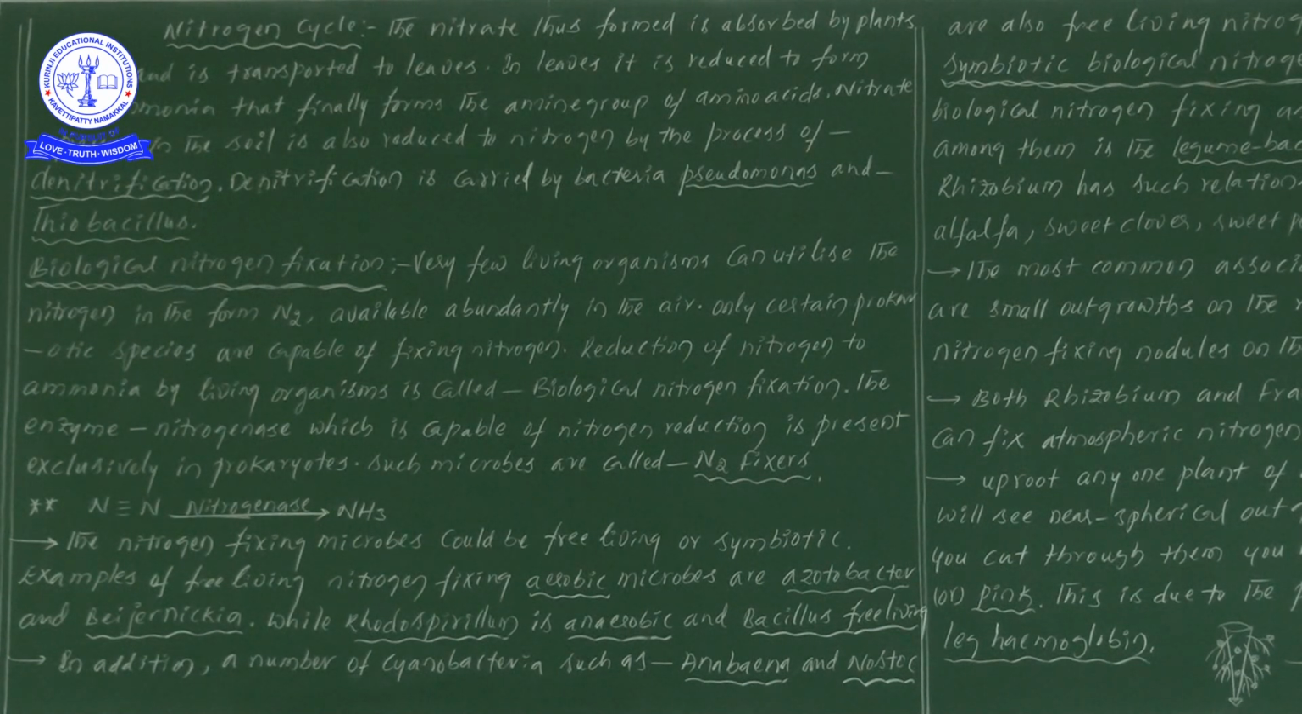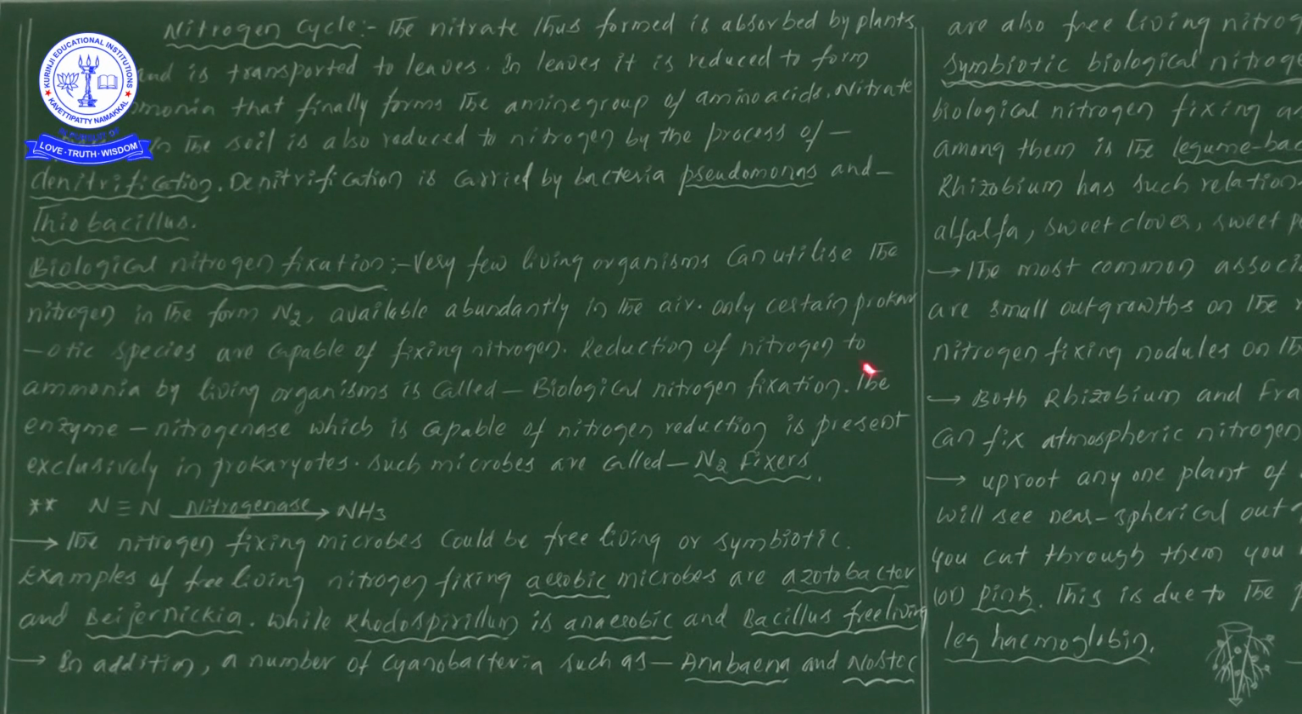So what is happening here? Only certain prokaryotic species are capable of fixing nitrogen. Abundant quantities of nitrogen are present in the air, but only very few kinds of living organisms can utilize the atmospheric nitrogen, which is there abundantly in the air. Only certain prokaryotic species are capable of nitrogen fixation.